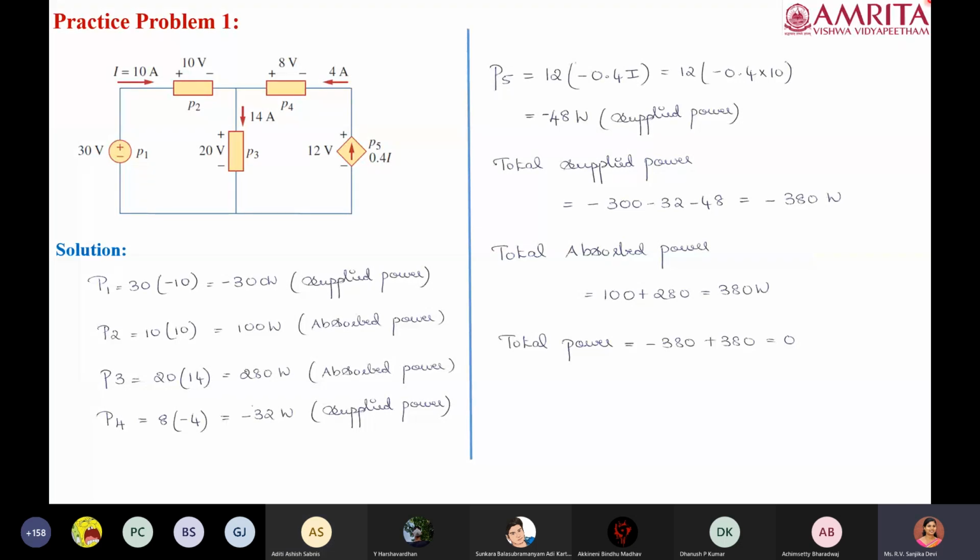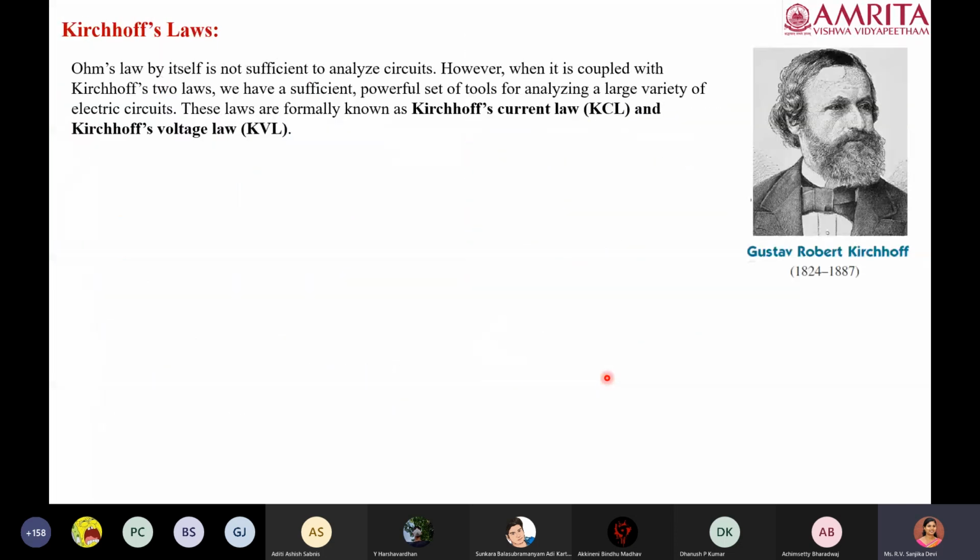Okay. So coming to the problem, so this was the practice problem. If you have not got the exact answer, you can just make a note and take the corrections. Okay. Next, we will move on to the next basic laws which govern circuit theory. Okay.